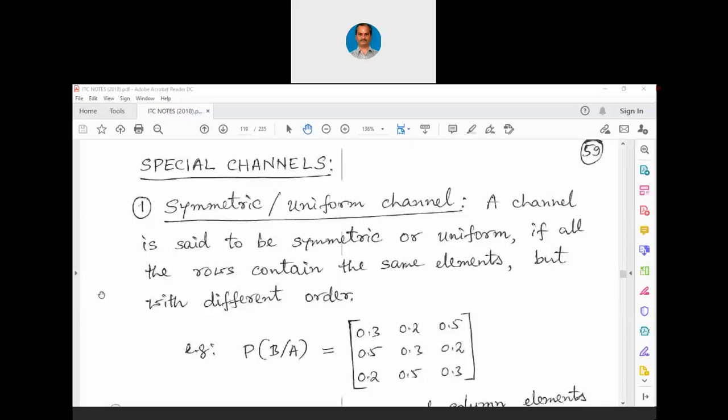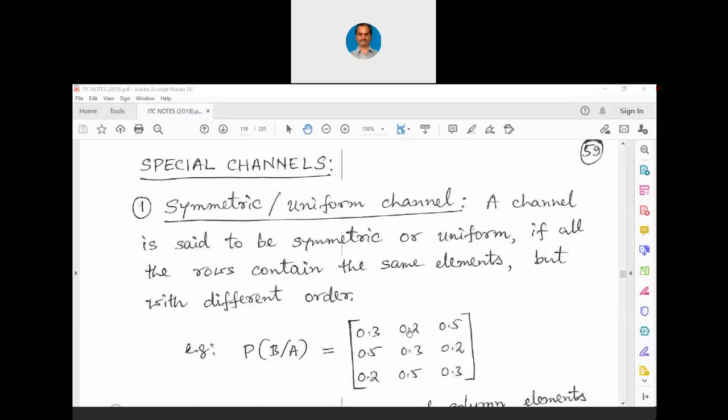From today's class onwards, let us see some other special channels. The first channel which we discuss now is also a symmetric channel, called a uniform channel, but it need not be a binary symmetric channel now. There can be more input symbols, more than 2. So a channel is said to be symmetric or uniform if all the rows contain the same elements but with different order.